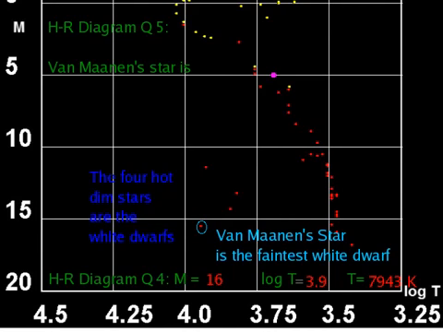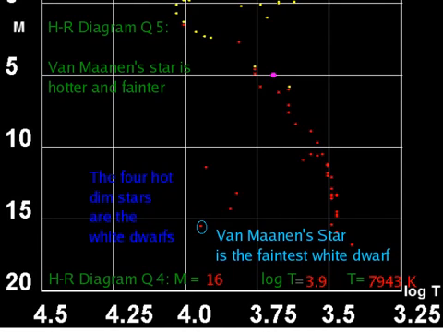That's correct. And that's because it is lower on the HR diagram, at higher absolute magnitude. And the magnitude scale was reversed. That's always easy to confuse. So Van Manen star is hotter and fainter than the sun.